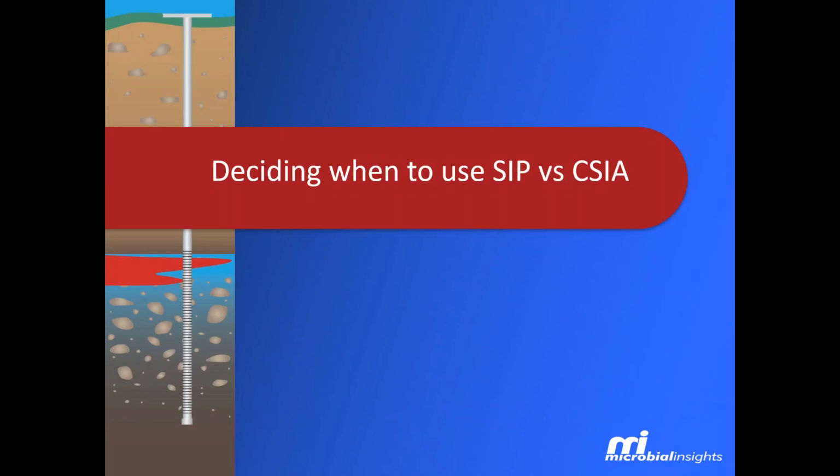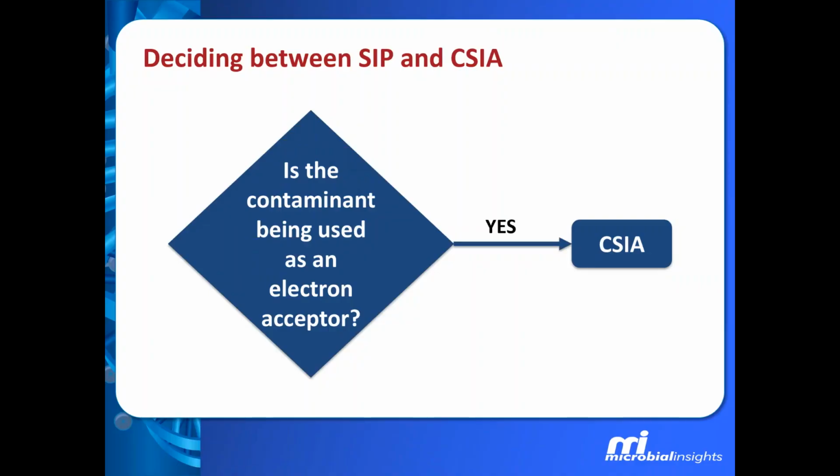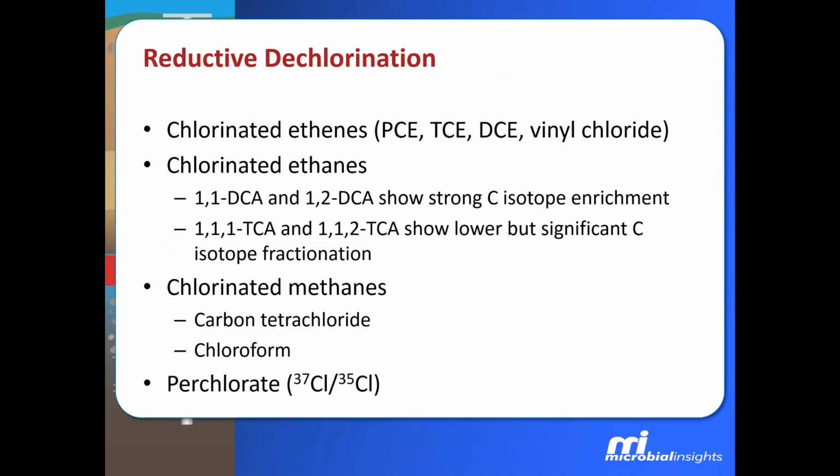So let's go through a little decision tree kind of discussion here on deciding when to use SIP and when to use CSIA. Well, the most important question to ask initially is: is the contaminant being used as an electron acceptor rather than an electron donor? If the answer is yes, then CSIA is the definite choice. Stable isotope probing cannot be used when the contaminant is being used as an electron acceptor. Your only choice there is compound-specific isotope analysis.